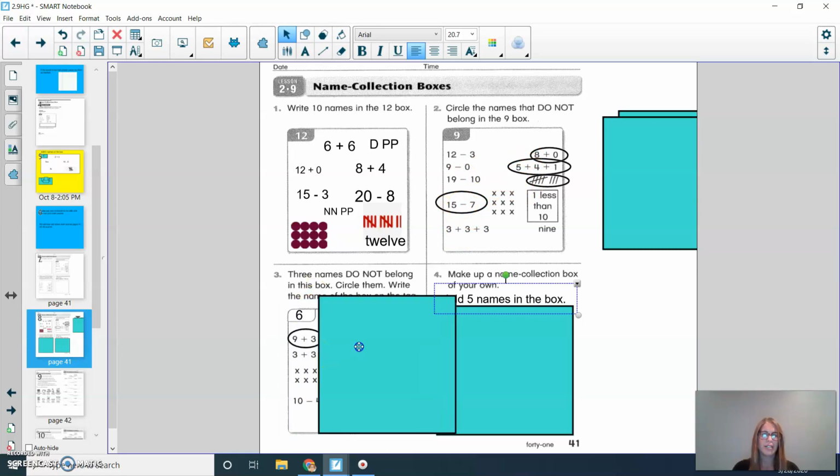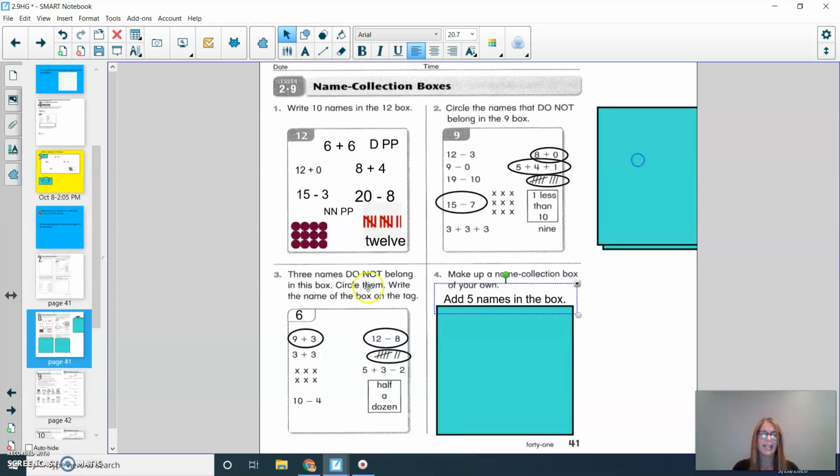For number 3, they had 6 in common. So I can see most of these all equaled 6. But the ones that did not belong, 9 plus 3, 12 minus 8, and then my 7 tallies. Those are the ones I circled because those did not belong.